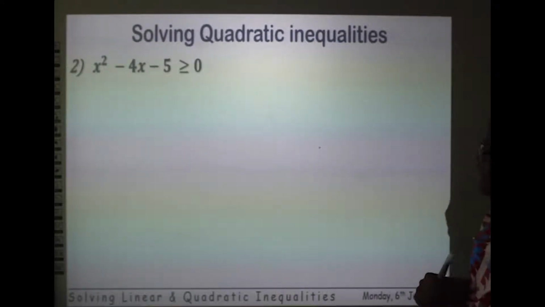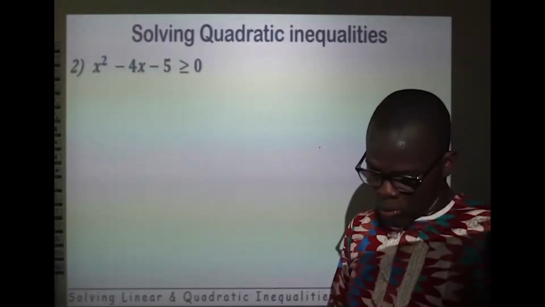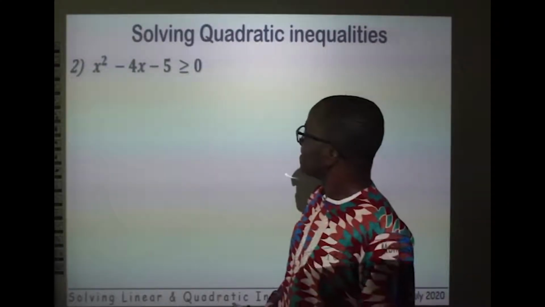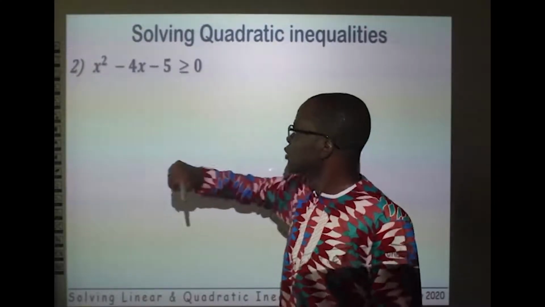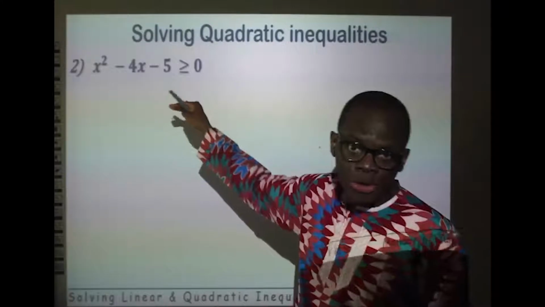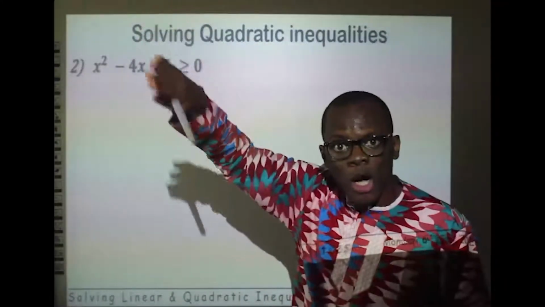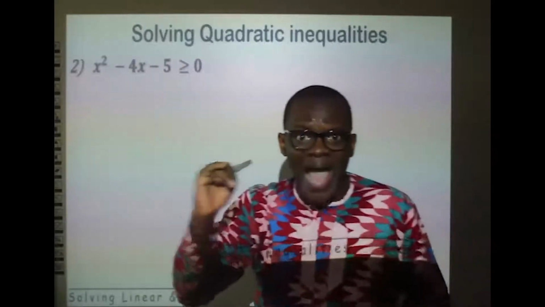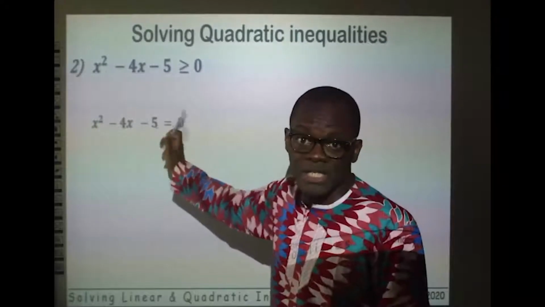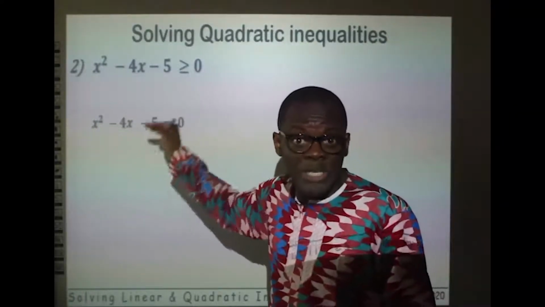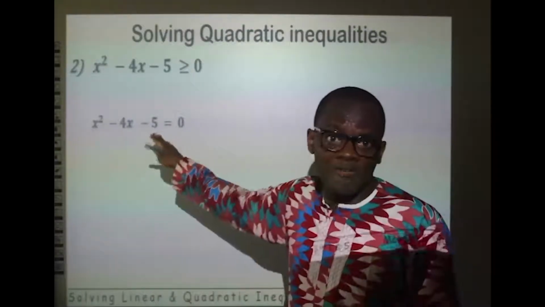Okay? Right, here's question number 2. Yet another quadratic inequality. Okay, you've got a less than or equal to 0. So first things first, let's start with the quadratic equation and solve that to see where the parabola will cut the x-axis. Okay, so you've got x squared minus 4x minus 5 is equal to 0. So that is the quadratic equation which we need to solve first. And good enough, you can actually factorize this.